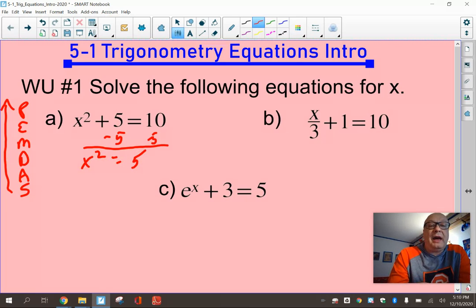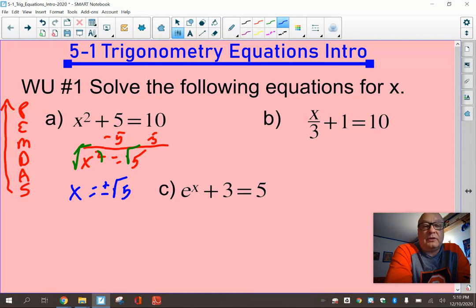And then after that, you're going to have to get rid of a square. The way to get rid of a square is to take the square root of both sides. So that'll cancel out your square. Then you get x equals the square root of 5, and that's your answer. But whenever you take the square root of a square, you need to remember your answer entails a plus and minus for that problem.